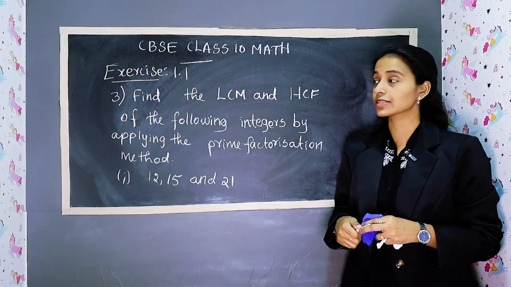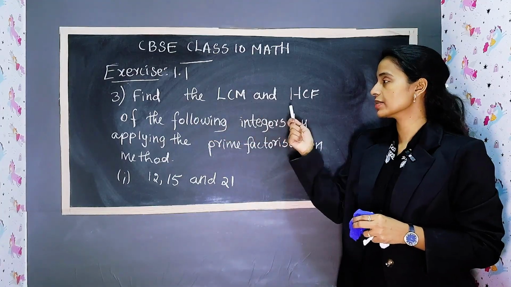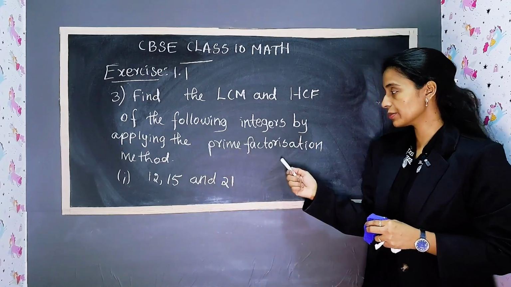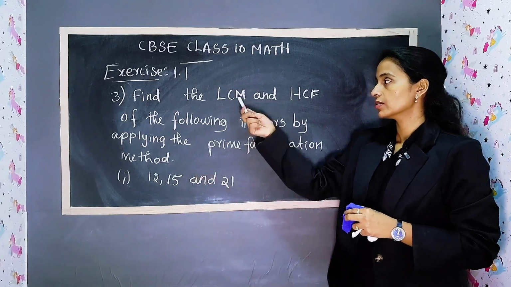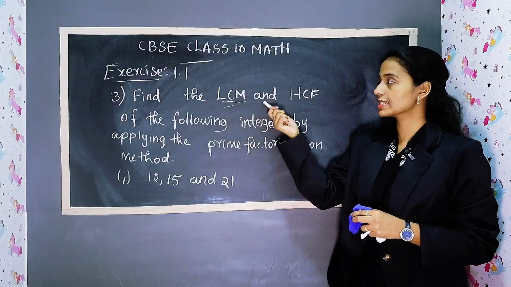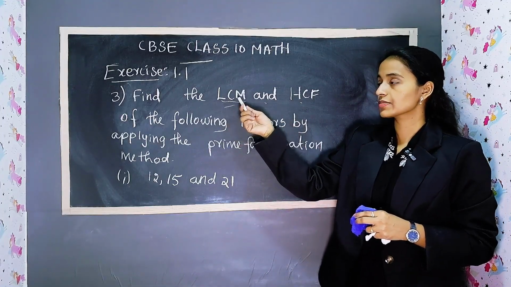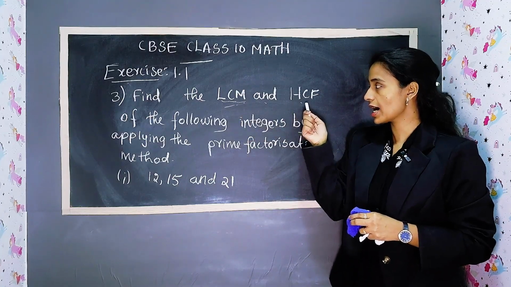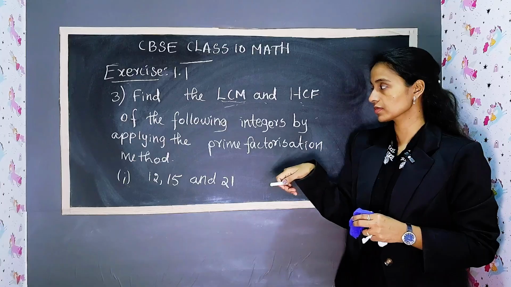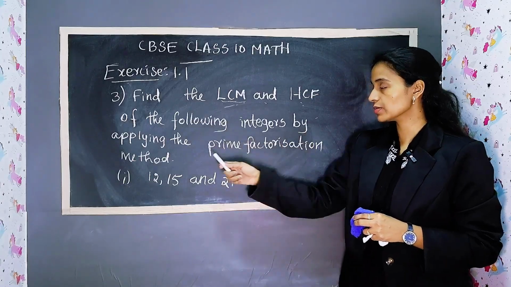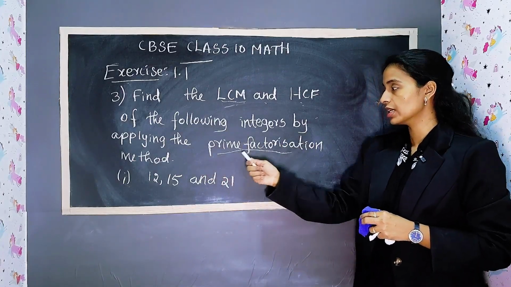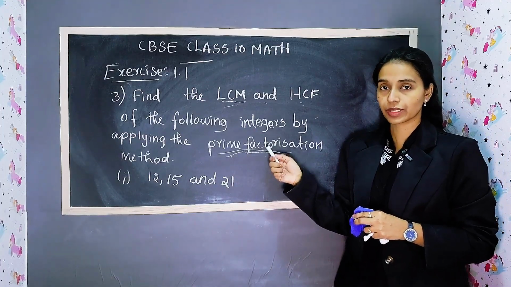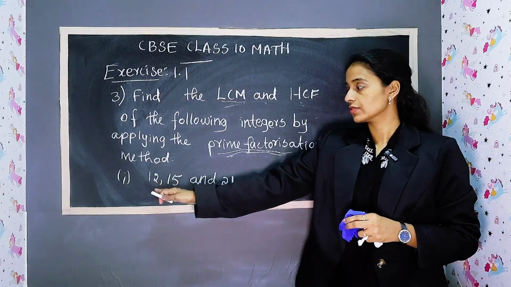Now we can read the question. Question is, find the LCM and HCF of the following integers by applying the prime factorization method. What we need to find out? LCM and HCF. LCM is nothing but least common multiple. HCF is nothing but highest common factor of the following integers by applying the prime factorization method. We are going to use L method for finding the prime factors for these numbers.